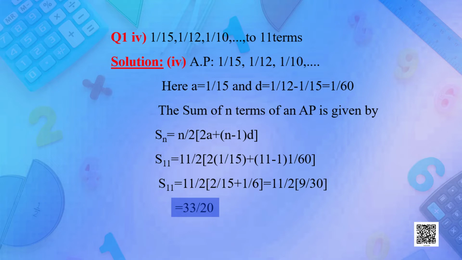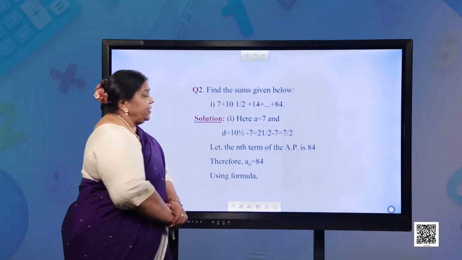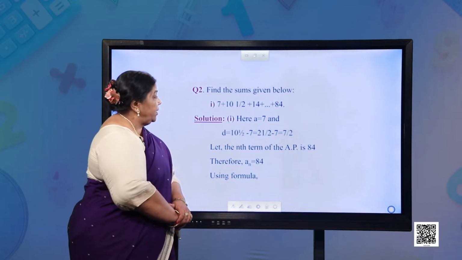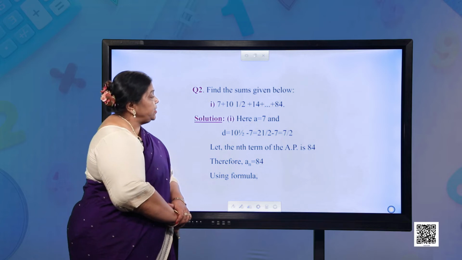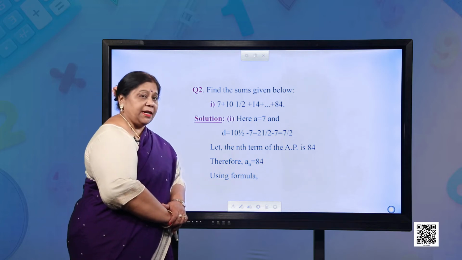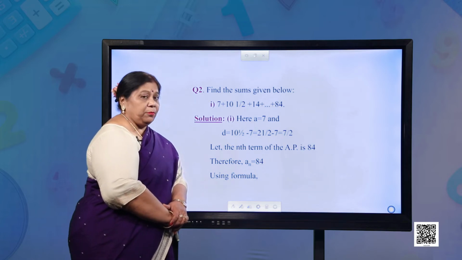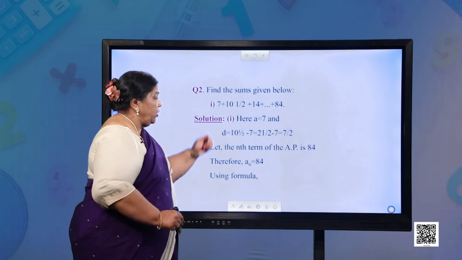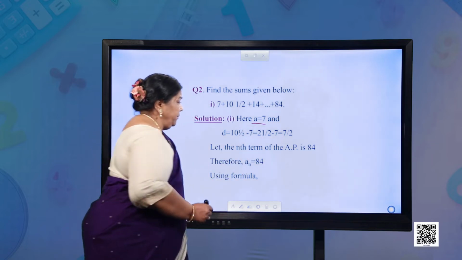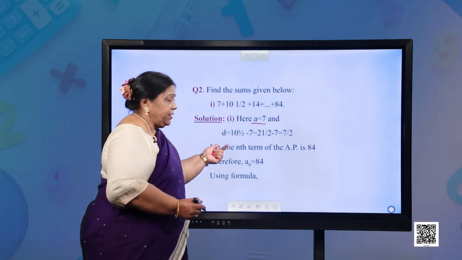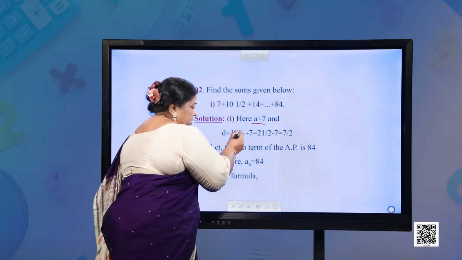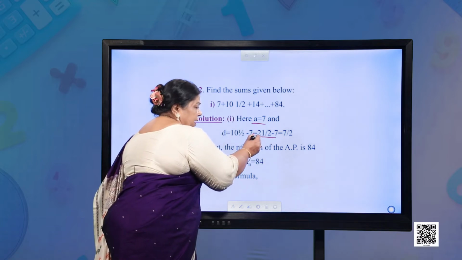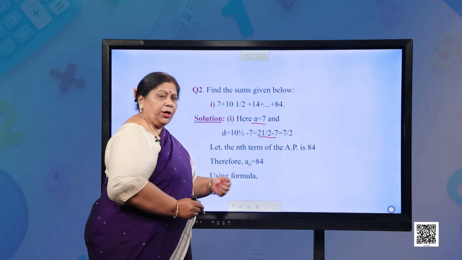I hope it is clear. Come on, let us do the next one now. Find the sums given below. Here you find it that 7 plus 10 and half plus 14 plus so on plus 84. It is different from the previous question. See, here obviously first term is 7. D is again calculated as 10 and half minus 7, that is 21 upon 2 minus 7, that gives us 7 upon 2.